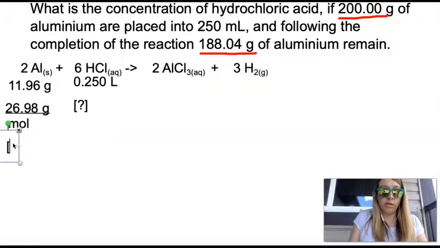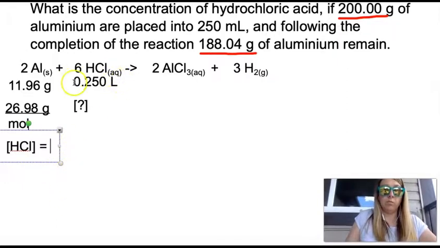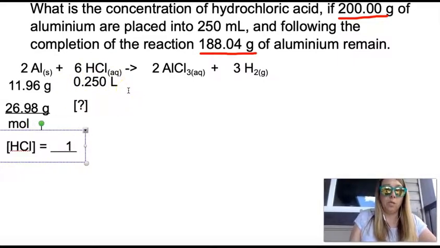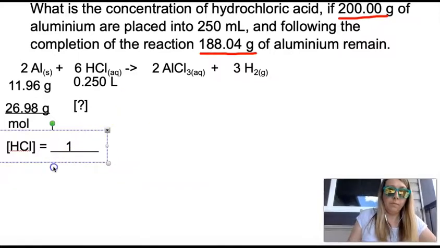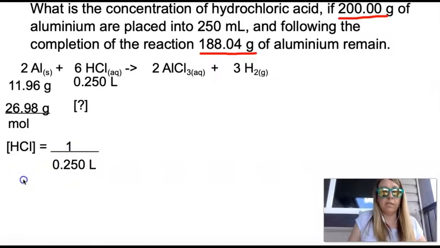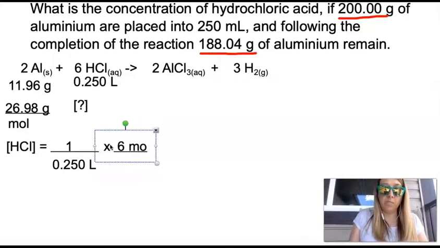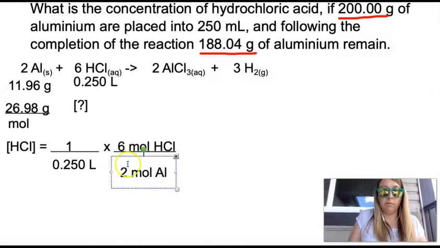Okay, so what we are trying to solve for is the concentration of hydrochloric acid. So that means we need to get moles per liter of HCl. So similarly to the previous question, we have the liters here, so we could start with that. So we can do the 1 over 0.250 liters. Okay, so from that, I placed the liters part of the moles per liter. Now I have to place the moles part of HCl. When I look under HCl, there's nothing there, so we're going to use our ratio to help us do that. So it's going to be 6 moles of HCl over 2 moles of aluminum.